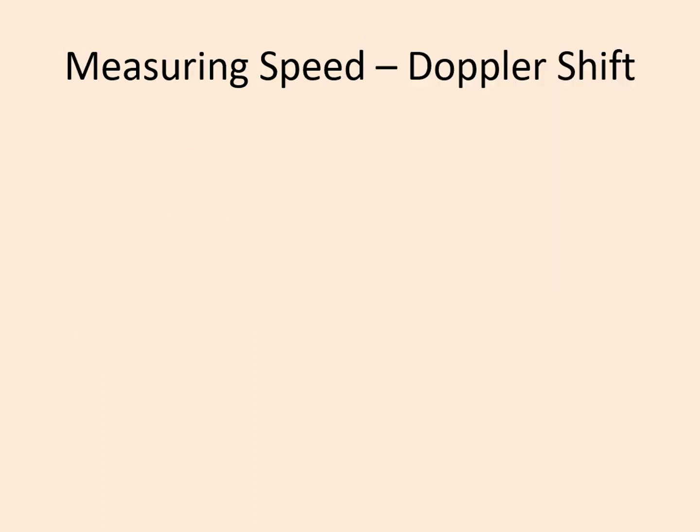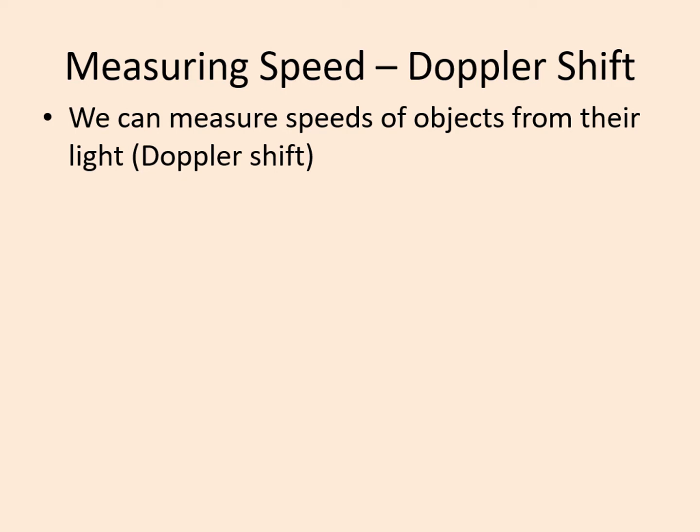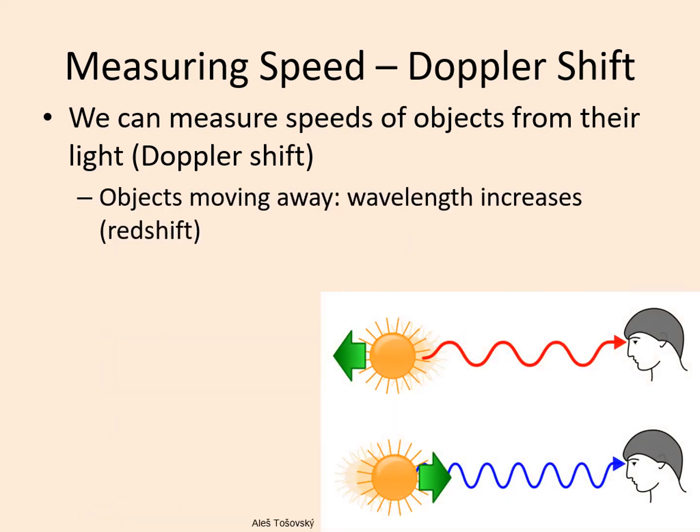Whenever anything moves, the light it emits or reflects is changed by that motion. We call this change a Doppler shift. For example, if an object moves away from you, the light it emits or reflects has longer wavelengths than when it's staying still. In other words, it looks redder, so we call this a redshift.